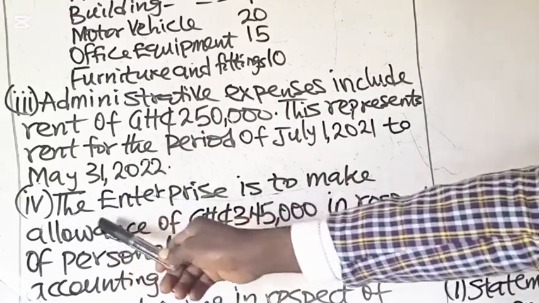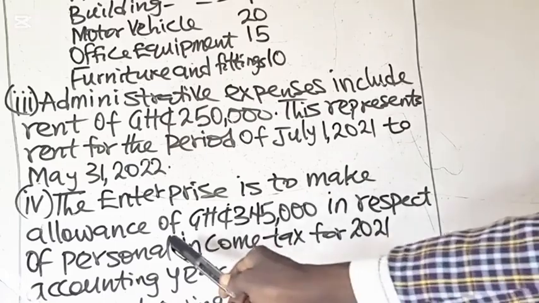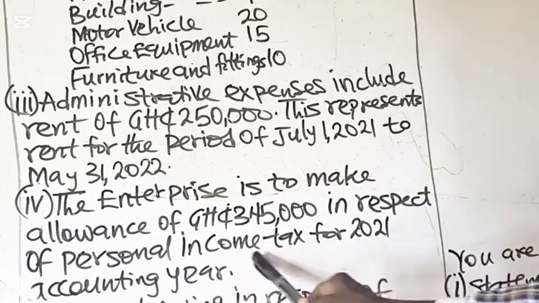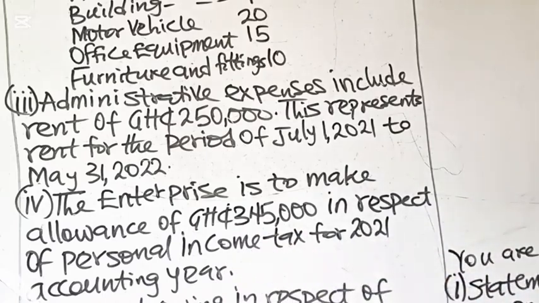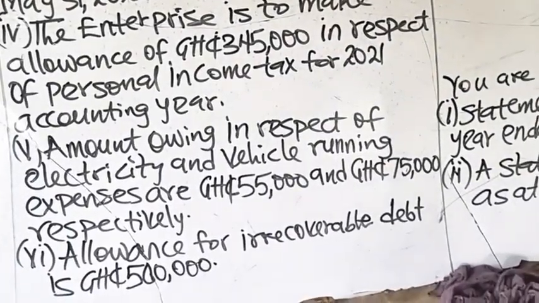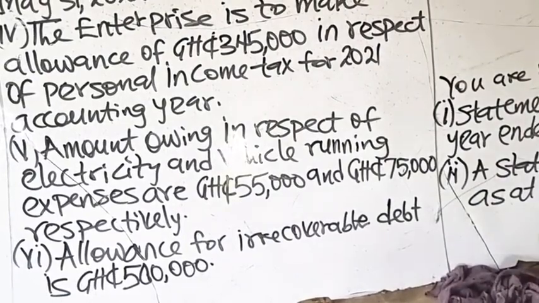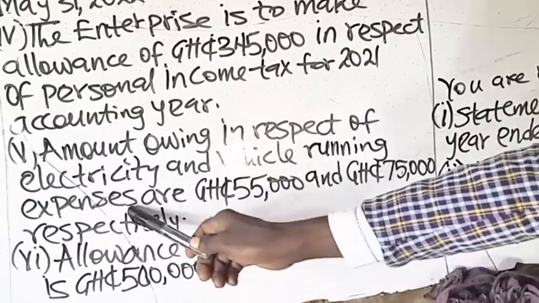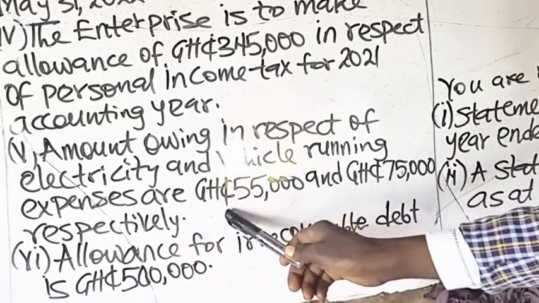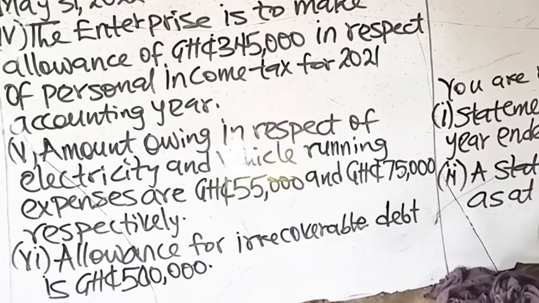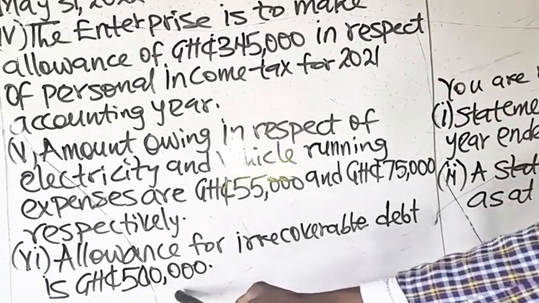Note 4. The enterprise is to make allowance of 345,000 Ghana cedis in respect of personal income tax for 2021 accounting year. Note 5. Amount owing in respect of electricity and vehicle running expenses are 55,000 Ghana cedis and 75,000 Ghana cedis respectively. Note 6. Allowance for irrecoverable debts is 500,000 Ghana cedis.